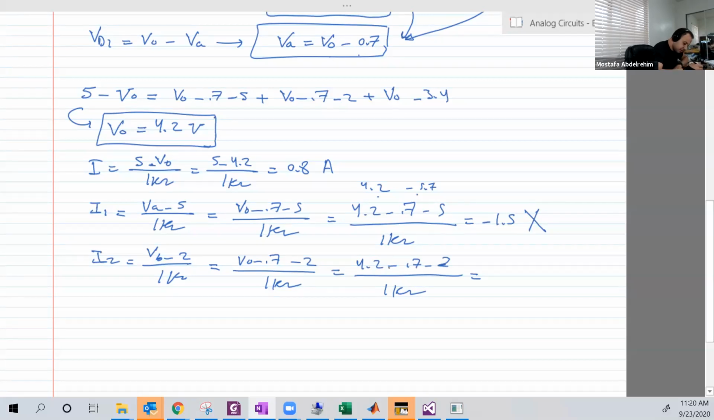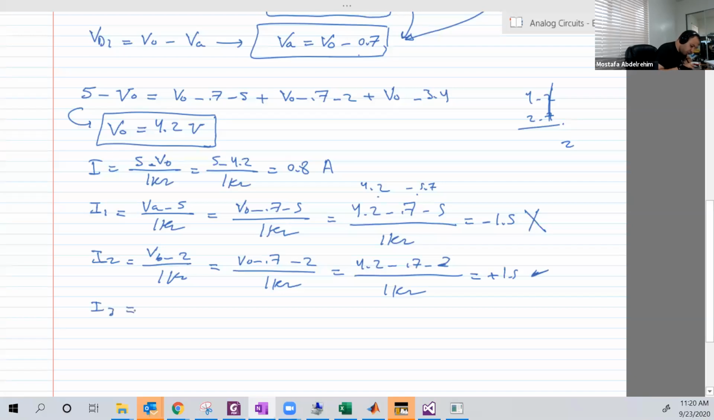Yeah, whatever. It's 4.2 minus 2.7. So let's forget this one. So I2 here is minus 1 plus 1.5 amps. That conforms with the assumption.